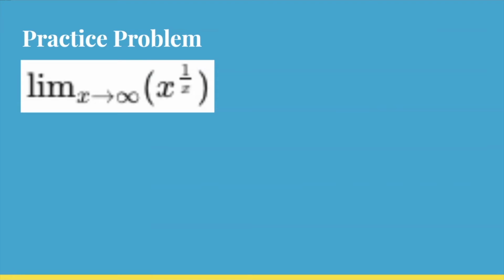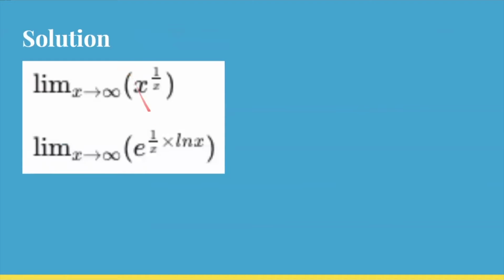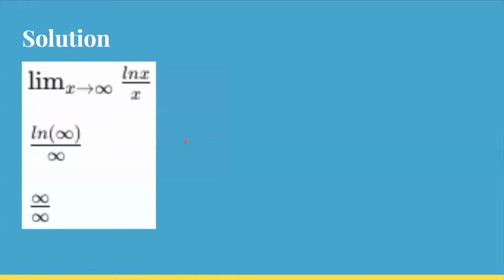All right, so the answer is first you take the natural log and then e to the power of it. Okay, so then you move the exponent to the front. And now you need to solve for this limit right over here, 1 over x times ln x. That's the same as ln x over x, the limit as x approaches infinity.